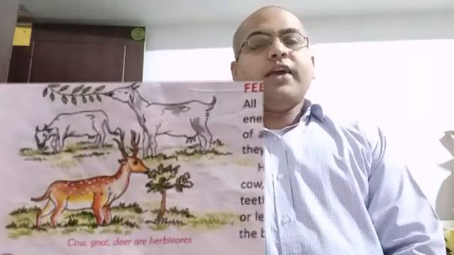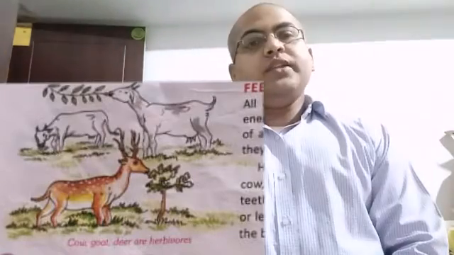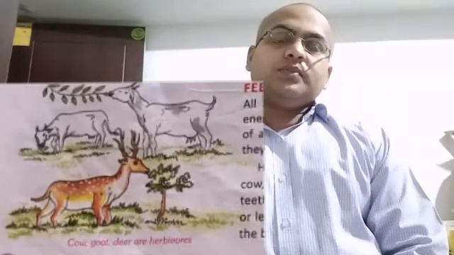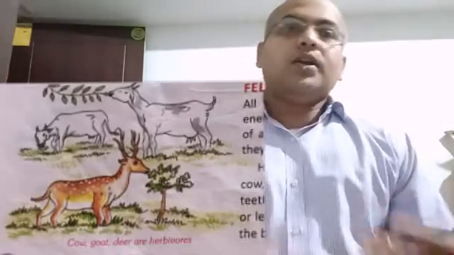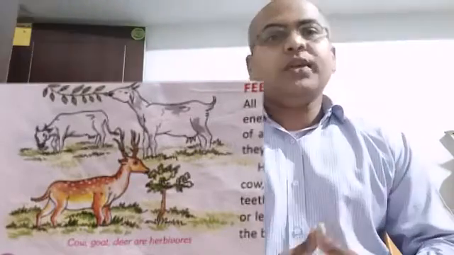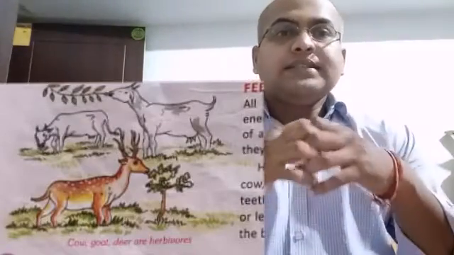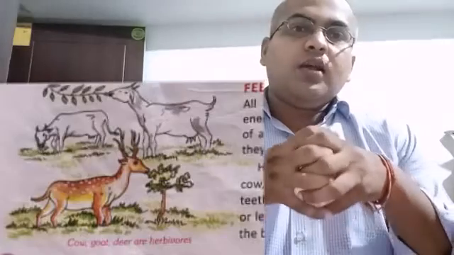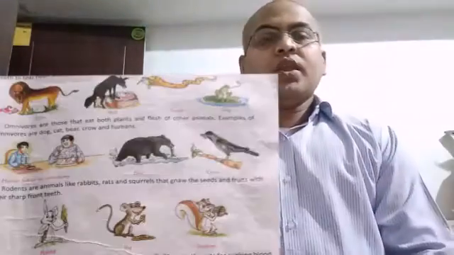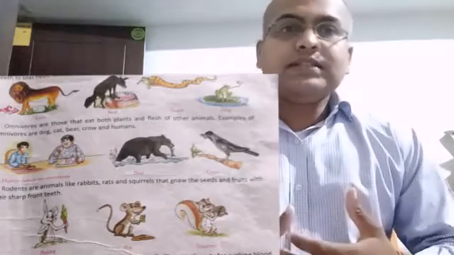The next type of animals are called omnivorous animals, and these animals eat both plants, plant products and flesh of other animals, like bear, crow, and there are so many other animals. Like we humans also, we eat plants as well as plant products as well as animal flesh. So we humans are also omnivorous animals.